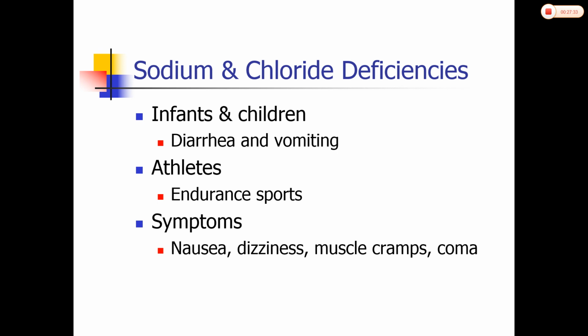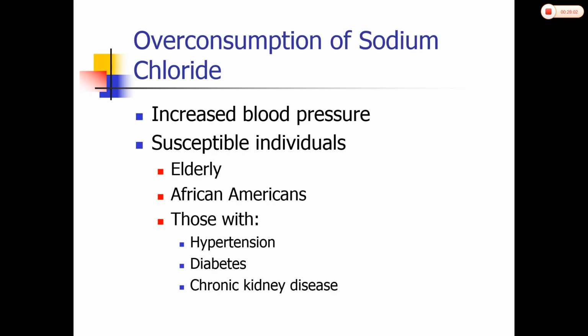So deficiency in children could be due to diarrhea or vomiting, wherein there is a lot of loss of sodium and chloride. That's why they give us oral ORS in order to supplement. Also athletes in various sports have to consume additional sodium, and the symptoms of deficiency lead to nausea, dizziness, muscle cramps, and coma.